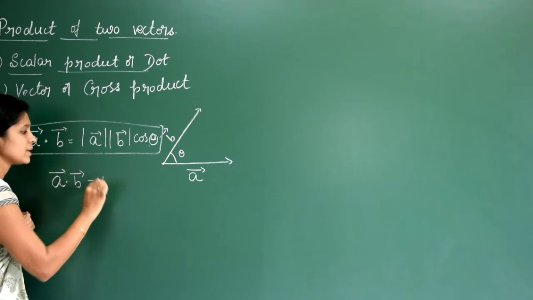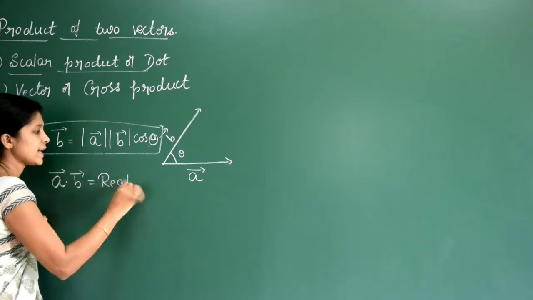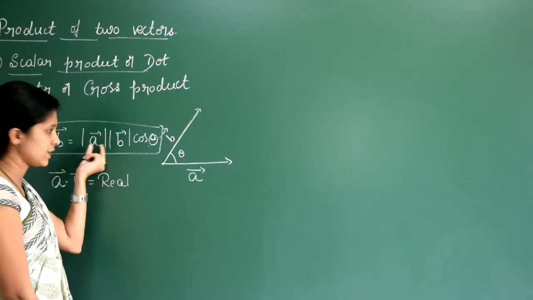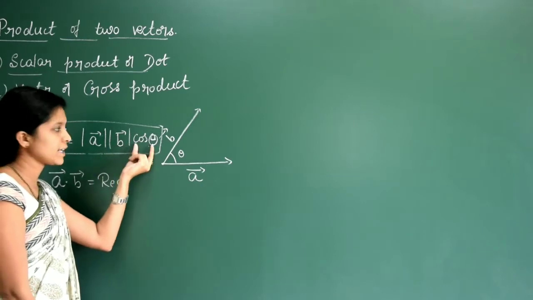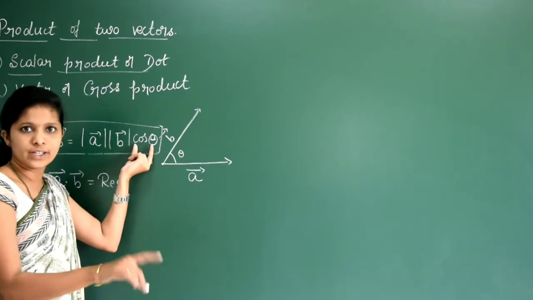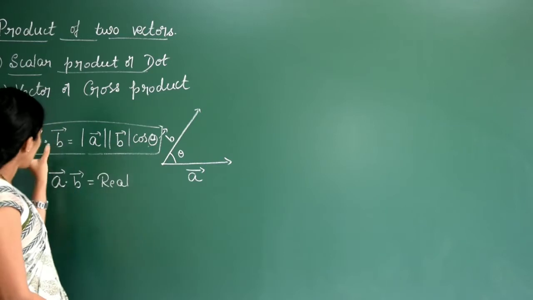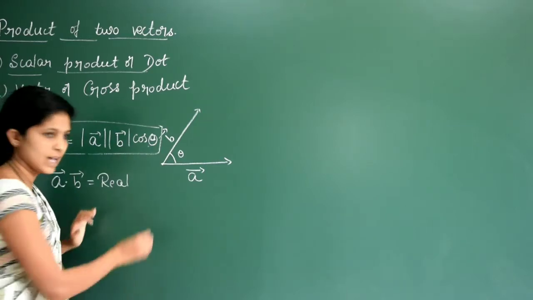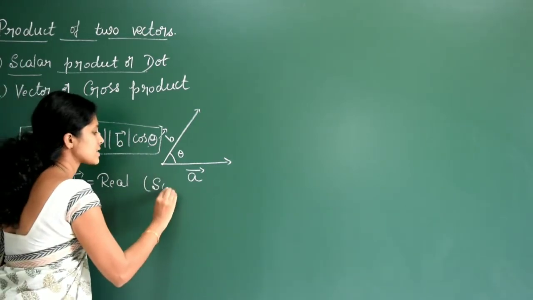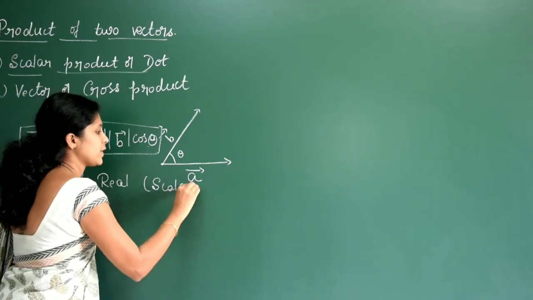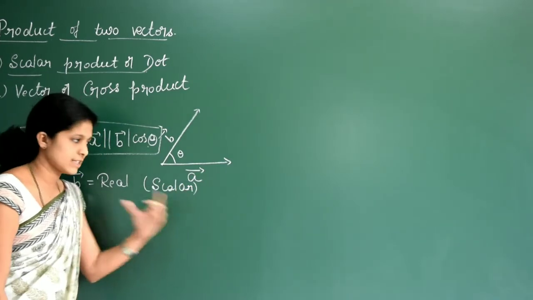Now one more thing: you can see this A vector dot B vector is always a real number and it is a scalar, right? Magnitude of A vector is a real number, magnitude of B vector is a real number, and cos theta also gives you one real number. So A vector dot B vector is always a real number and it is a scalar. The dot product of any two vectors gives you a scalar. That is the first thing.